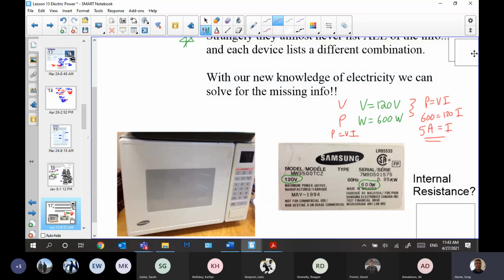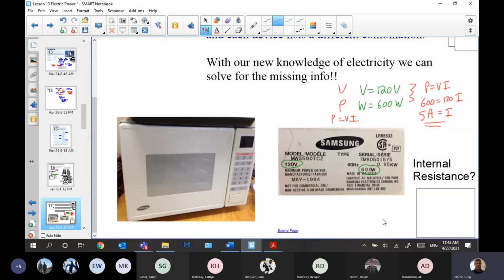The other thing we could figure out, if we wanted to, would be the internal resistance of this device. You put voltage on it, a certain amount of current flows, and obviously it has a certain amount of resistance, right? So we could figure that out too, which would just be Ohm's law. Voltage and current, you just calculate the resistance.